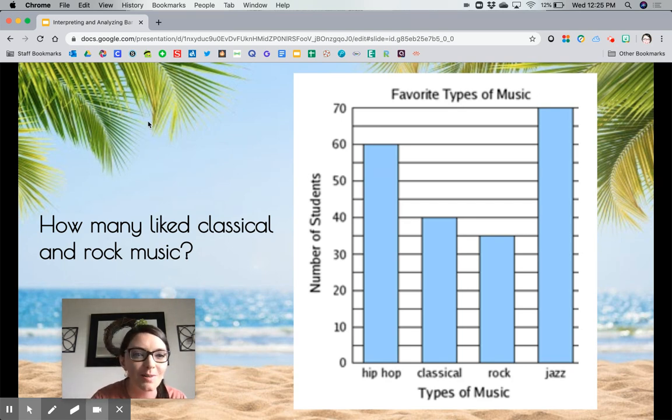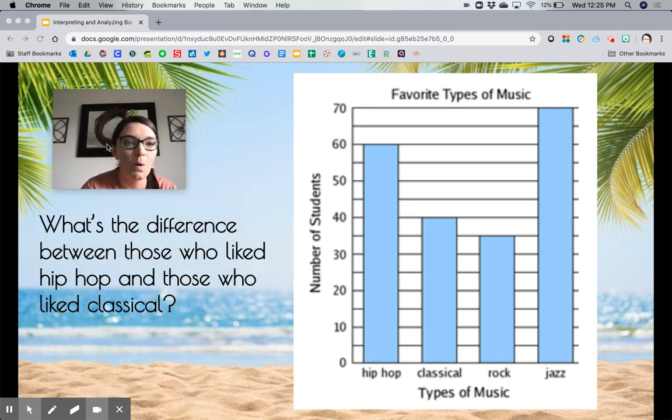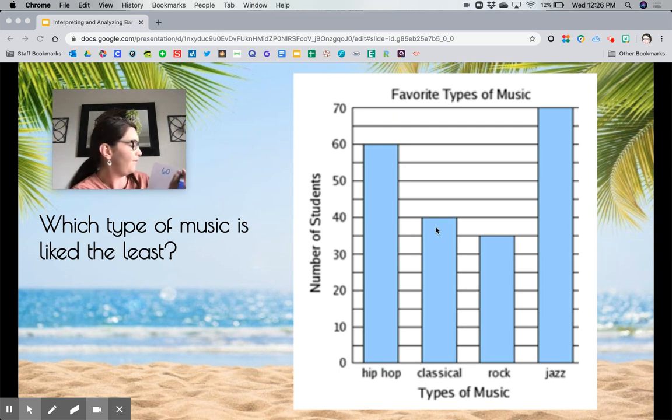All right, let's look at your next question. What's the difference between those who liked hip hop and those who liked classical? Pick your answer. All right, let's see what you did. If we want to know the difference, remember we want to subtract. Hip hop had 60 people, and classical, if I look on my graph, had 40. So I'm going to subtract because I want to find the difference. So the difference was 20 people.